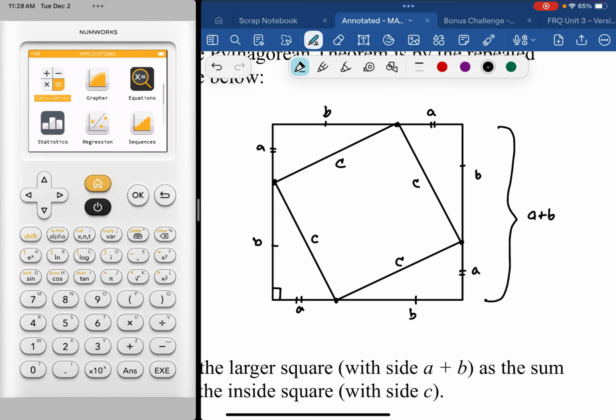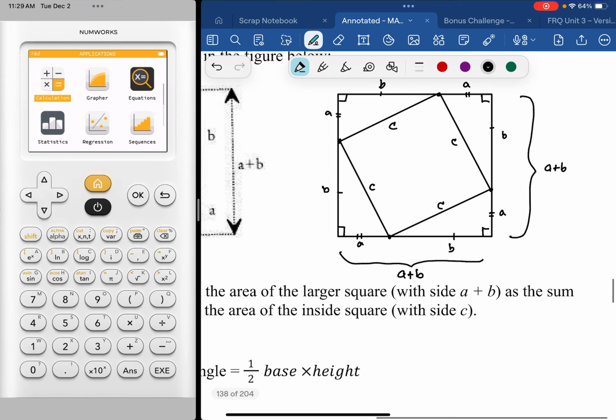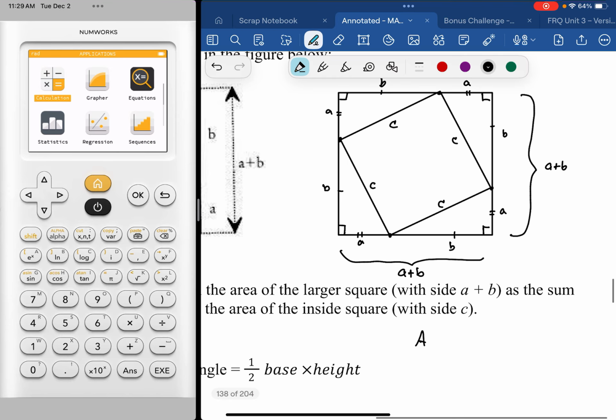And like I said, they're all right triangles, and that's because if I encase it in a square, all angles in a square are congruent, and they're all specifically right angles. So the length of this side here would be A plus B also. So I could find the area of the square, which is just going to be A plus B squared.